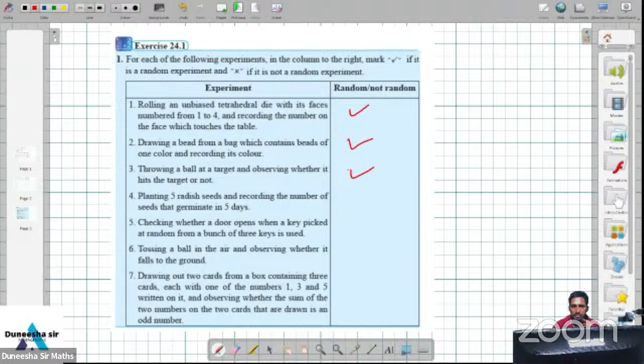Yes. Okay. Fourth one, planting 5 radish seeds and recording the number of seeds that germinate in 5 days. Okay. Is it random? Planting 5 radish seeds.